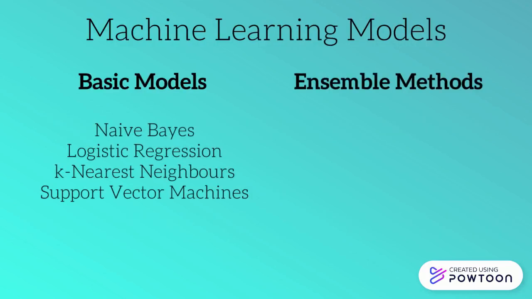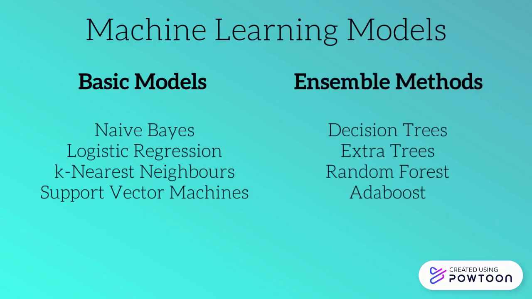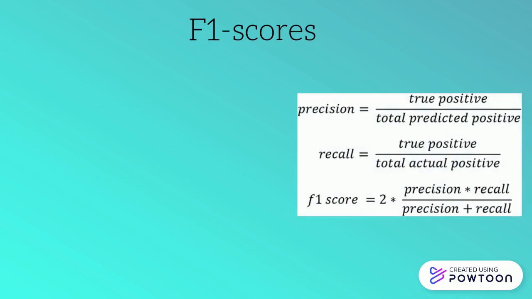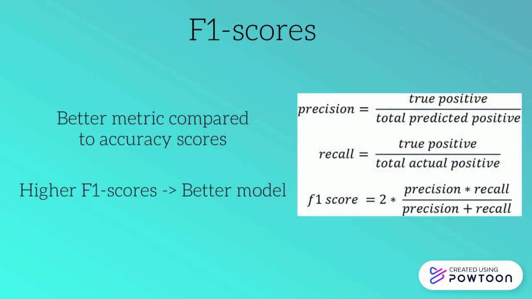Next, here we have 4 basic models and 4 ensemble methods that we used. After running the models, we evaluated their performance based on F1 scores, given by the formula on the right. A higher F1 score indicates a better performing model.